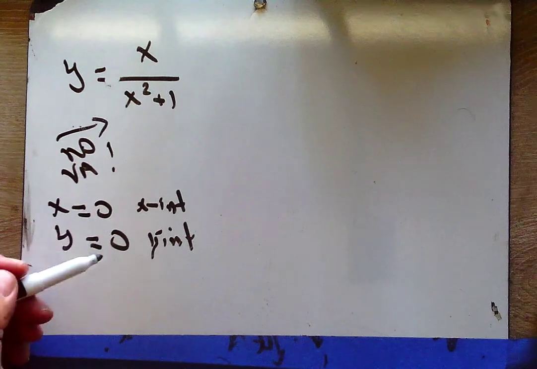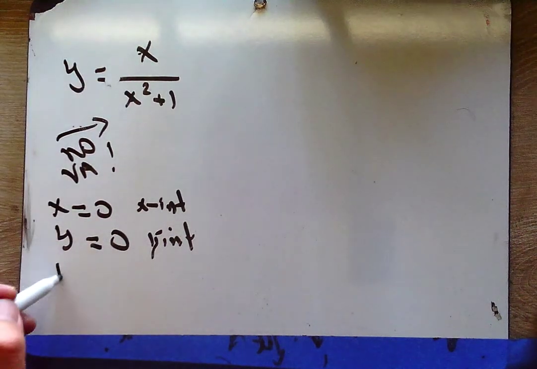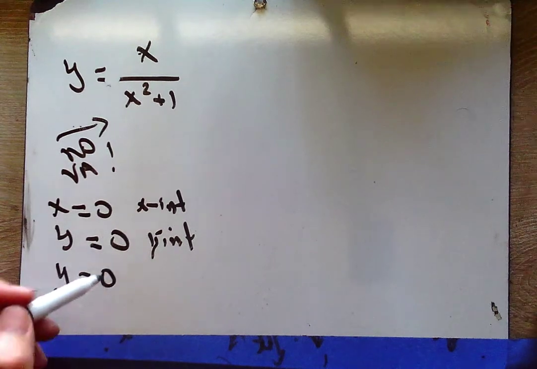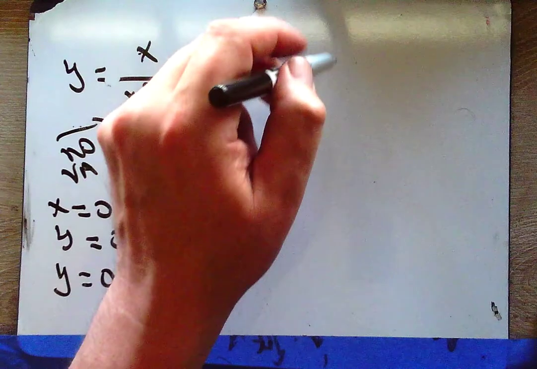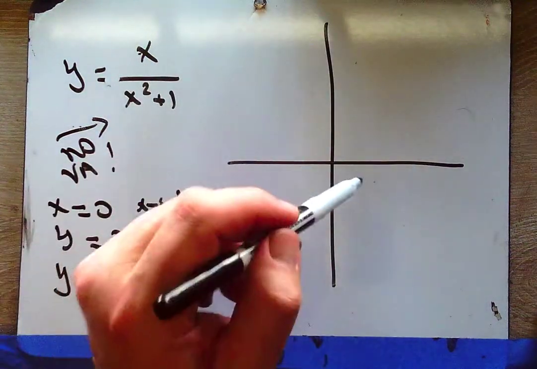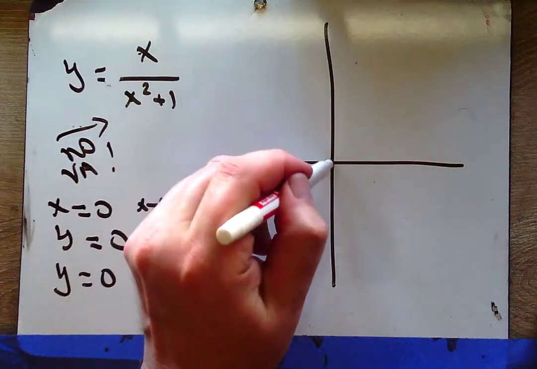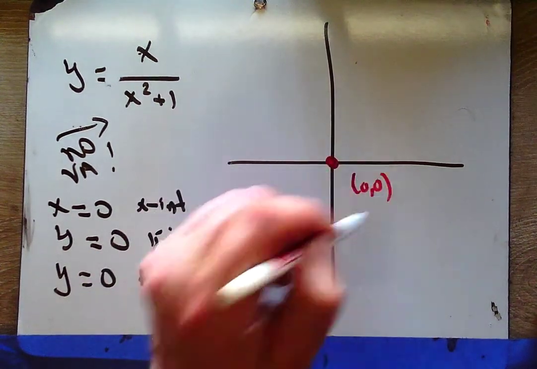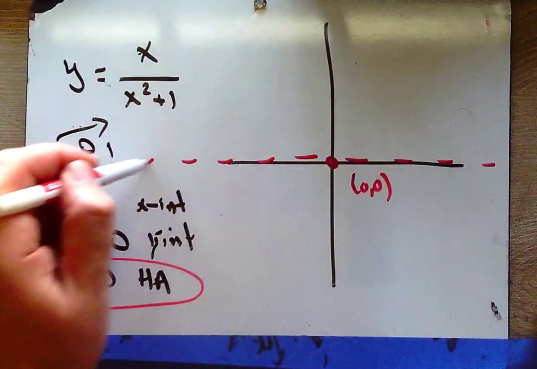So we're passing through the origin. And since the degree of the top is smaller than the degree of the bottom, we know y equals 0 is the horizontal asymptote. Now, many students find this terribly uncomfortable because, what do we know? Not much. We know that we're passing through the origin. We also know that there's a horizontal asymptote at 0.